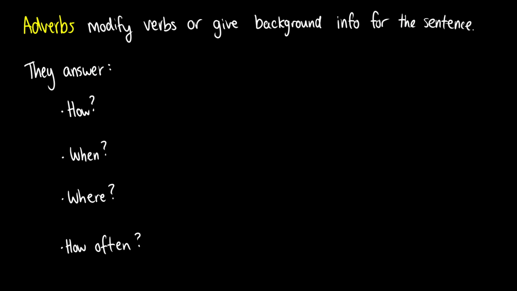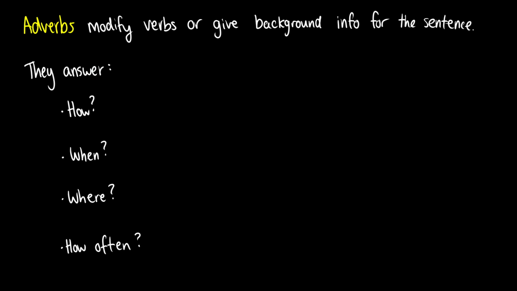In this video, we're going to talk about adverbs. Now, adverbs are a very broad category. They modify verbs, which is where the adverb comes from, or they give background information for the entire sentence. So they really serve two purposes, which is different from a lot of other categories that we've seen so far.